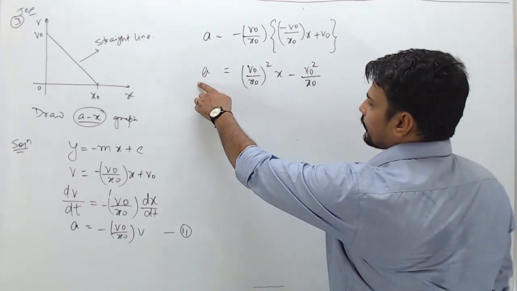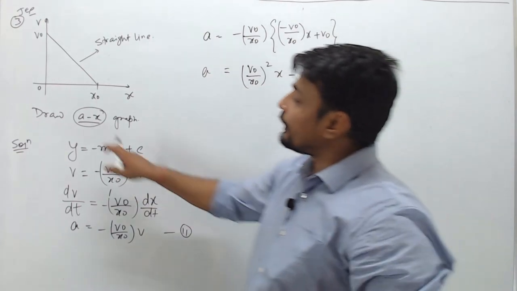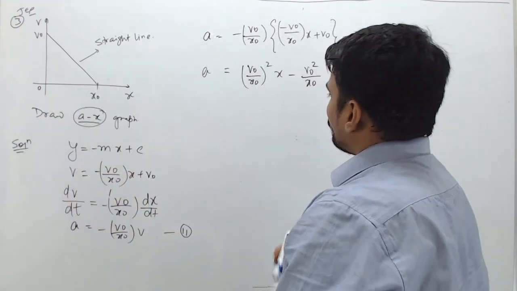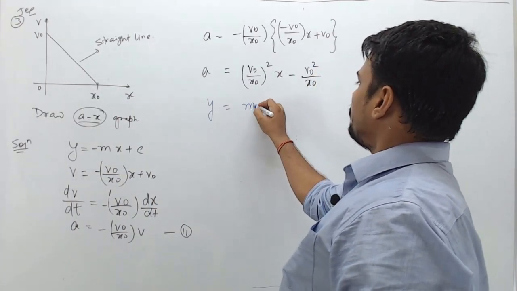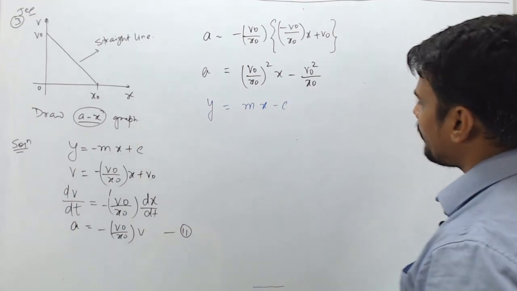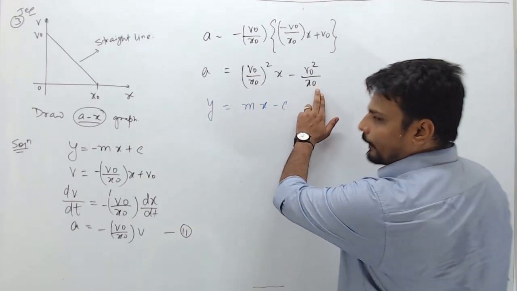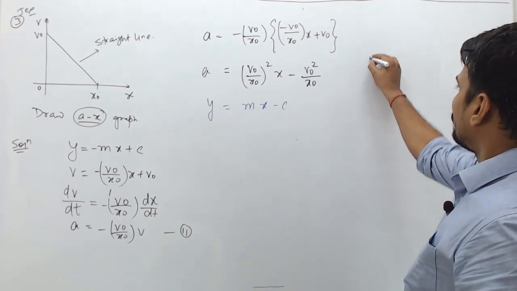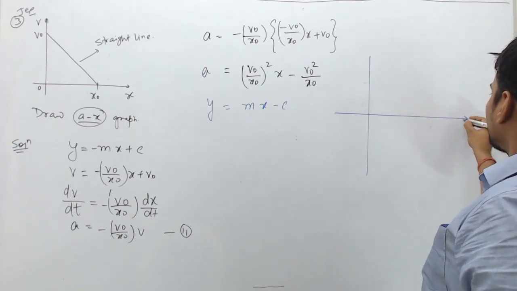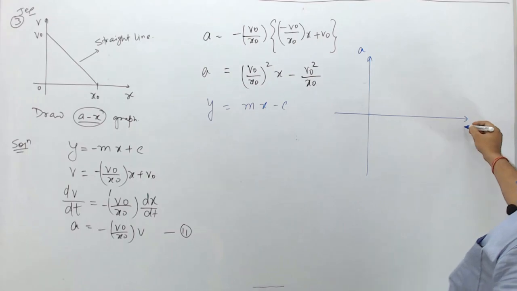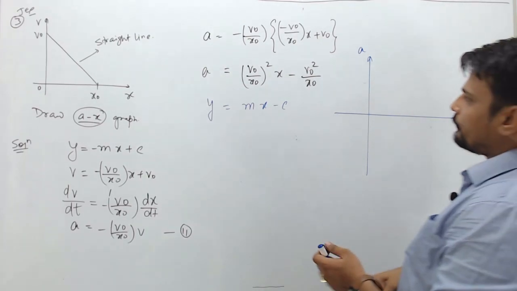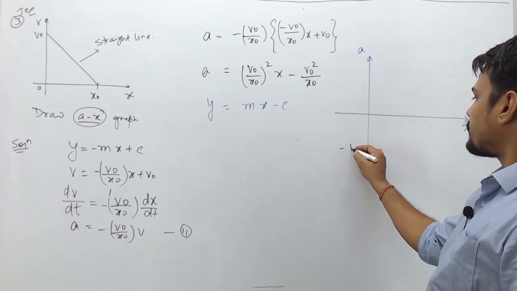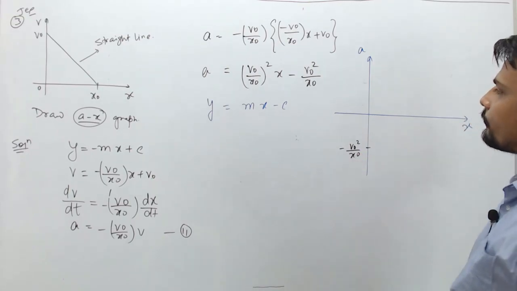Now this also is a straight line graph. If I want to draw the graph between a and x, see this. So if you do the comparison with y is equal to mx minus c, this gives you a negative y-intercept. Kitna? Minus of v naught square upon x naught. So here we have the graph, let's suppose. This is your a, this is your x. Y-intercept is minus of v naught square upon x naught.